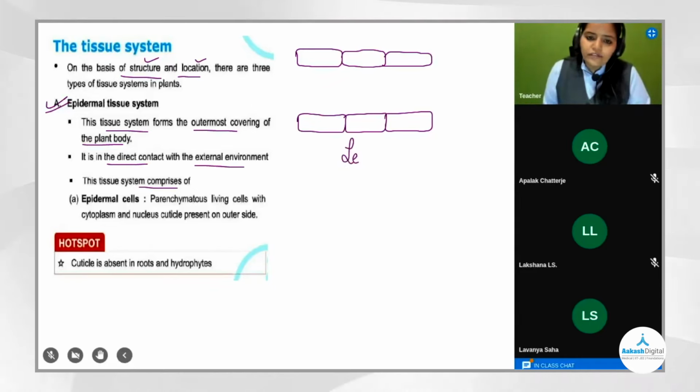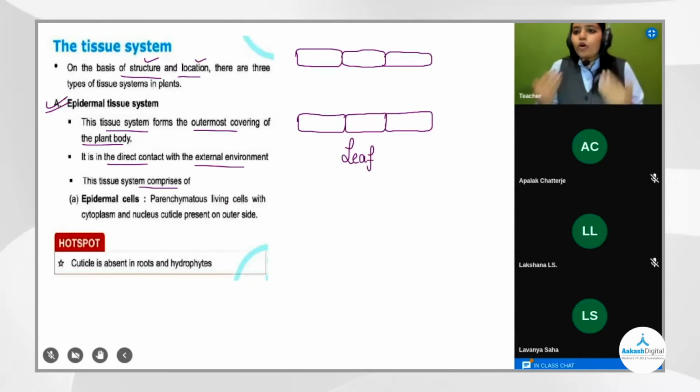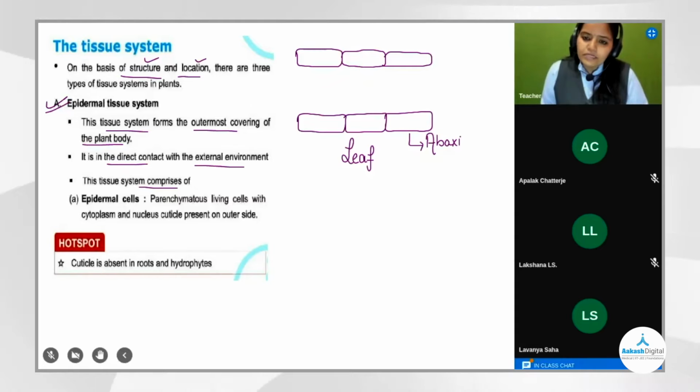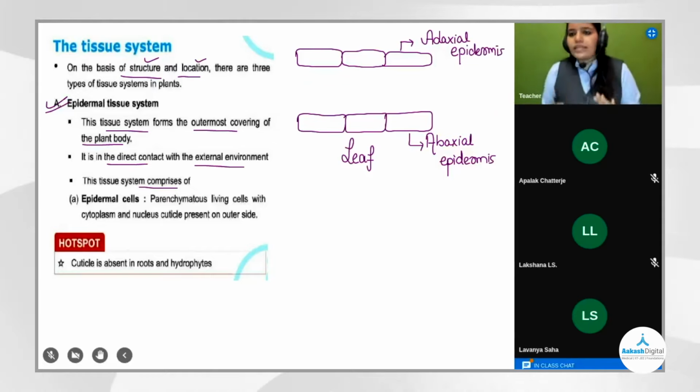So in case of leaf, there is the upper epidermis and lower epidermis. When I talk about the lower one, lower means back, abaxial, that is a hint. So you will call it abaxial epidermis. Clear, everyone? Okay. Now, if I talk about the upper epidermis, automatically the second name comes for this, and that is adaxial epidermis. So abaxial for the lower one and adaxial for the upper one. This is how the two types of epidermis in leaves are there.